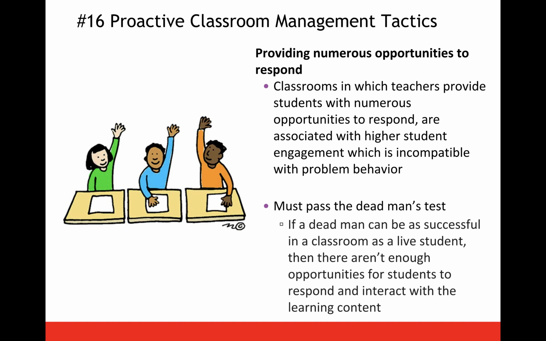If a dead man can be as successful in a classroom as a live student, then there are not enough opportunities for students to respond and interact with the learning content. So you want to make sure that your space is engaging enough that your students can respond and interact effectively. And if it's something a dead man can do, then it's not engaging enough. Okay. So have numerous opportunities for students to respond and to maintain their engagement.